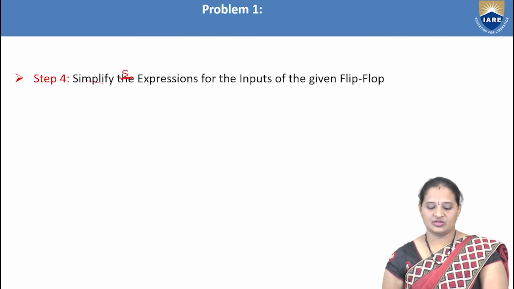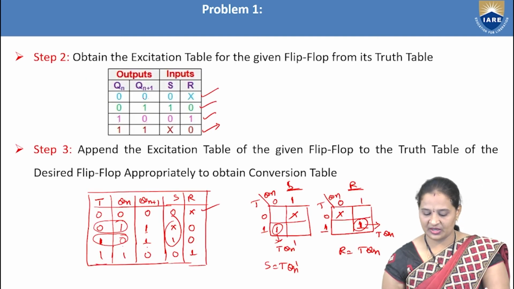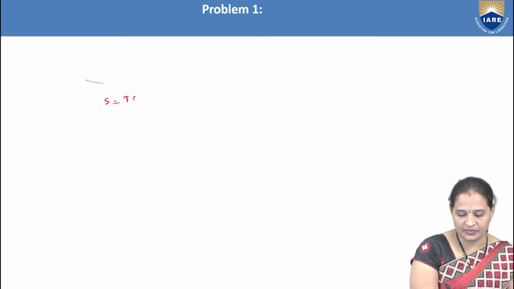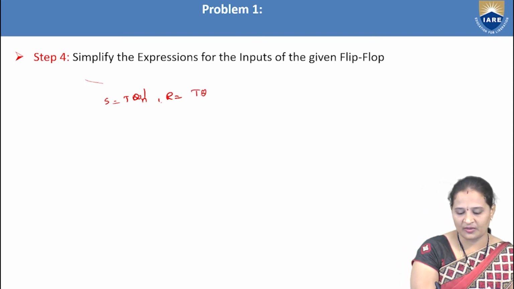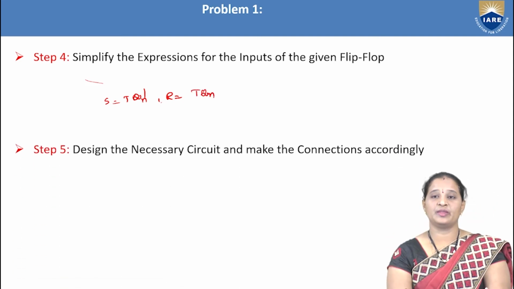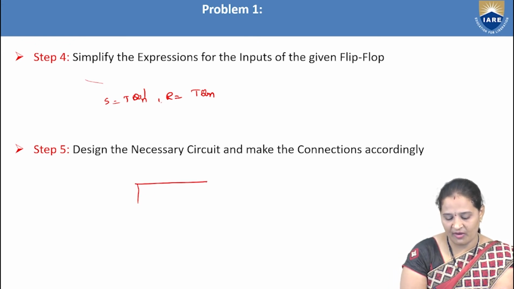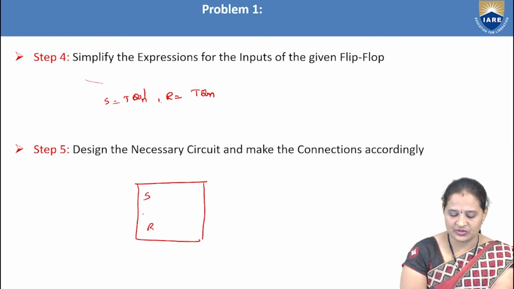Now once it is done, what are the expressions we have got? S is equal to T Qn complement, and R is equal to T Qn. So now what we need to do? We need to draw the circuit here. We need to take the available flip-flop. What is our available flip-flop? That is SR. So here we have the clock and we have Q complement.